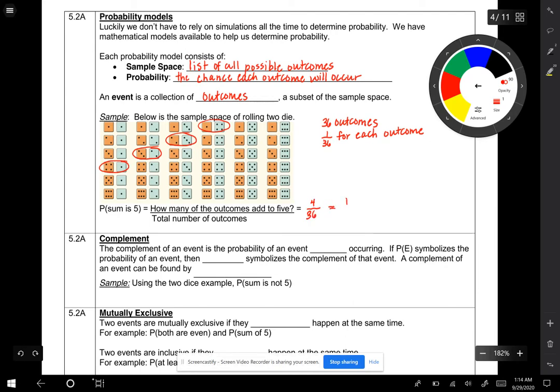We want to reduce our fractions, and we can go one step further and write them as a decimal if we want to, because our brains like smaller numbers. It makes more sense to us.